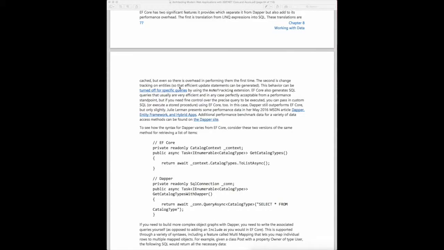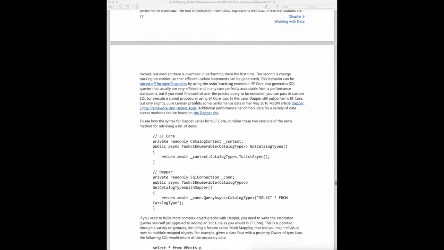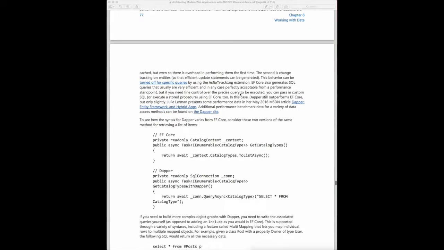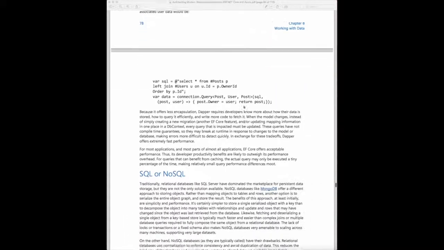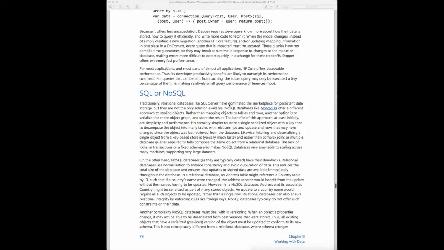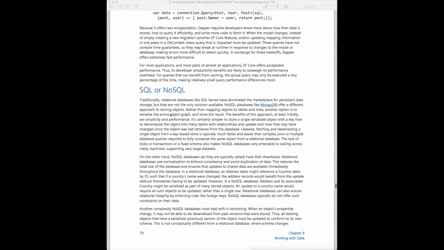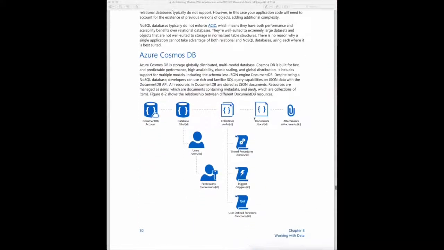Mainly LINQ to SQL translation, which is easy, and second is tracking entities for update, which can be turned off, but it makes Entity Framework Core slower. So if you are concerned about performance, you should be using Dapper. SQL or NoSQL. So it's saying MongoDB is good to store an entire object graph kind of thing.